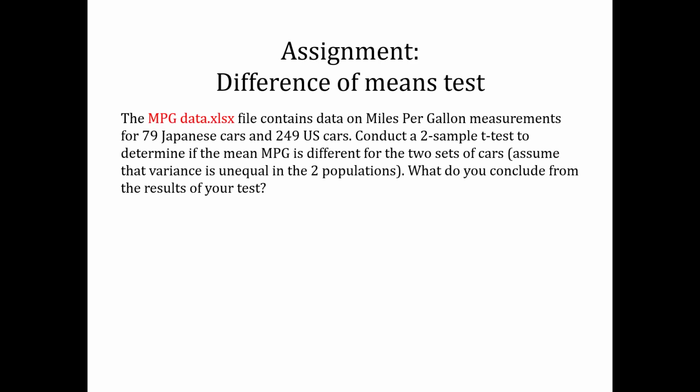Here's an assignment to test your understanding of how to do this test. Download the Excel file MPG data, which has data on miles per gallon measurements for 79 Japanese cars and 249 US cars. Conduct a two-sample t-test to determine if the mean MPG is different for the two sets of cars. Assume that variance is unequal in the two populations. What do you conclude from the results of your test?